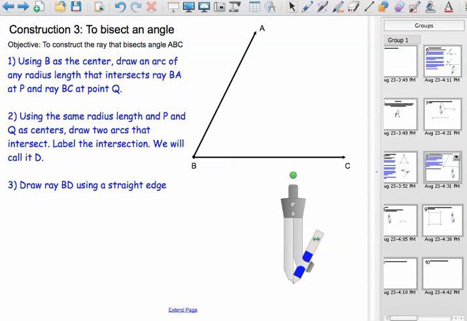The next construction is an angle bisector. As you know, a bisector splits an angle in half. And we are not using a protractor. We are going to use the compass and the straight edge again.